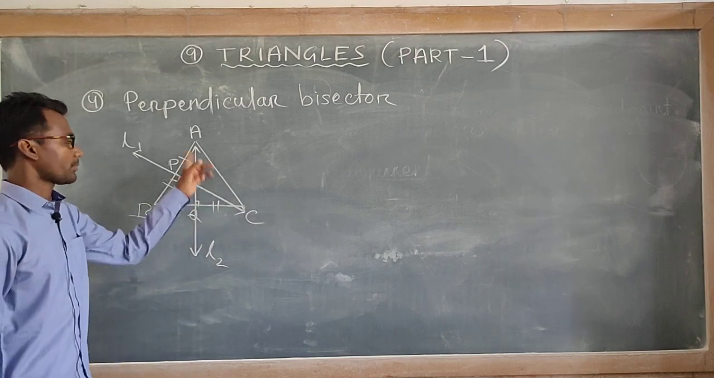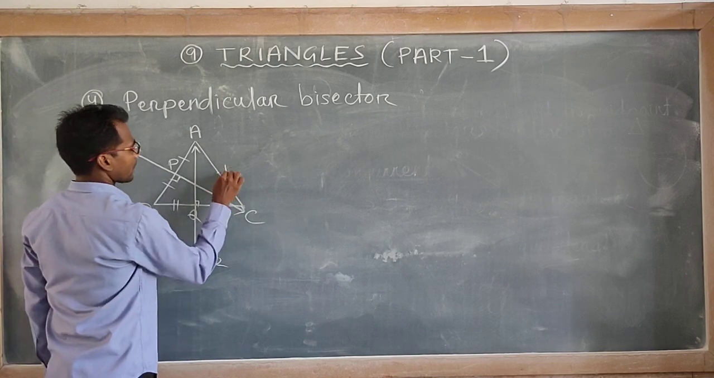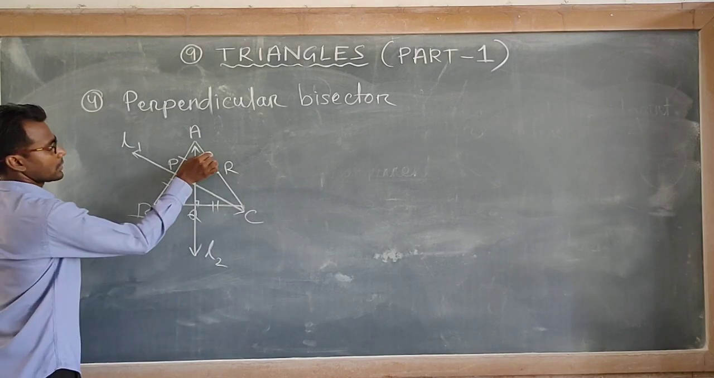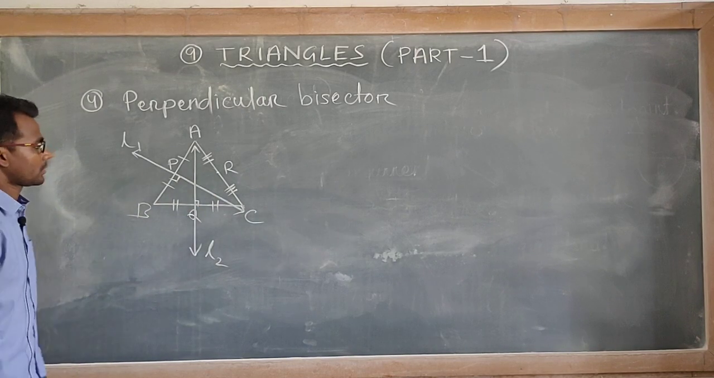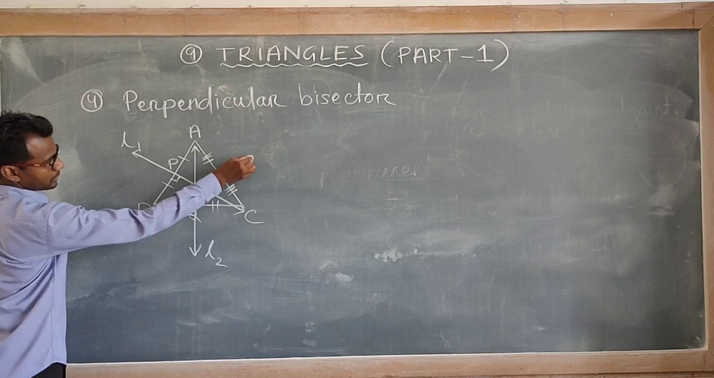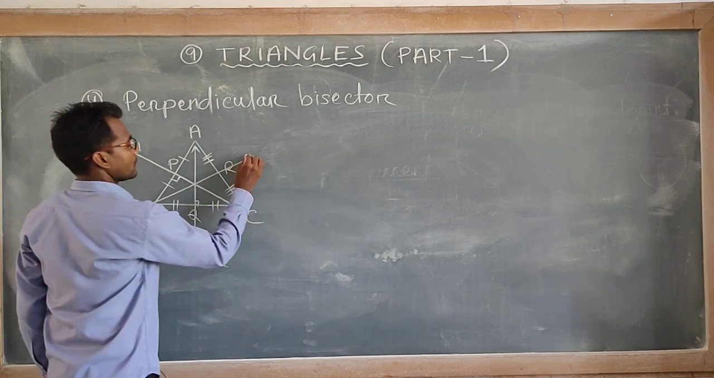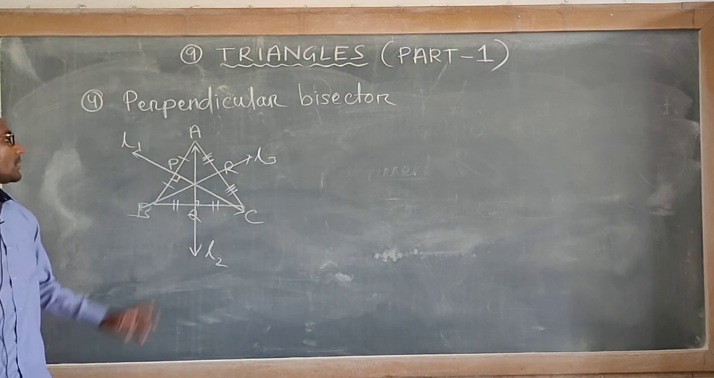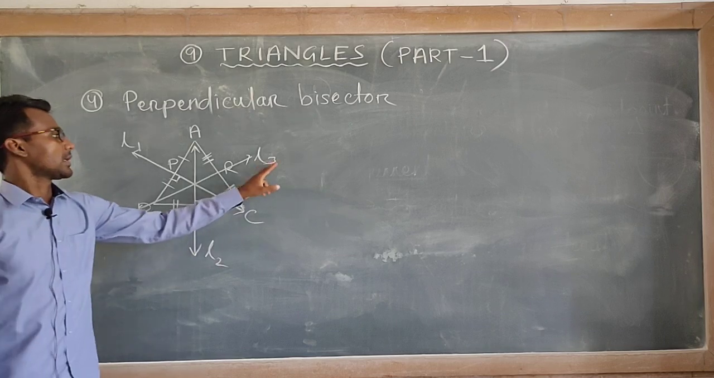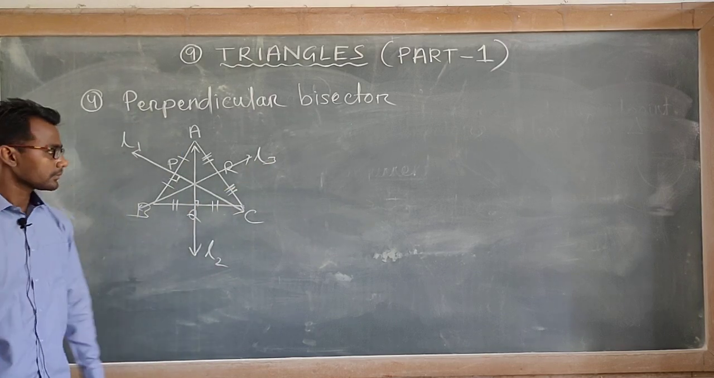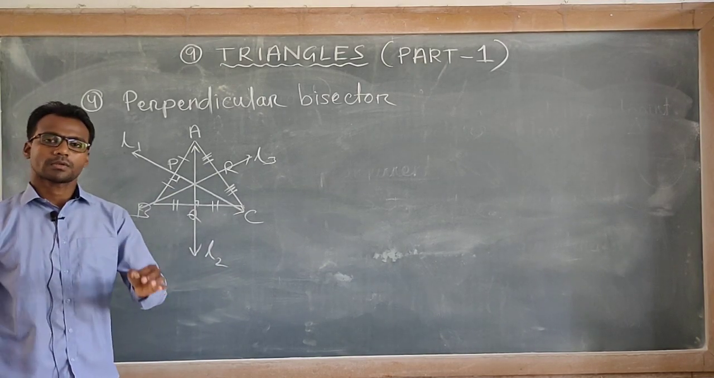Now we will draw the perpendicular bisector of AC. Let the midpoint of AC be, suppose, R. R is the midpoint of AC, so AR is equal to CR. Then we will draw a perpendicular through R. So L1 is the perpendicular bisector of AB, L2 is the perpendicular bisector of BC, L3 is the perpendicular bisector of AC. You can see again they are passing through the same point. That means perpendicular bisectors are also concurrent.